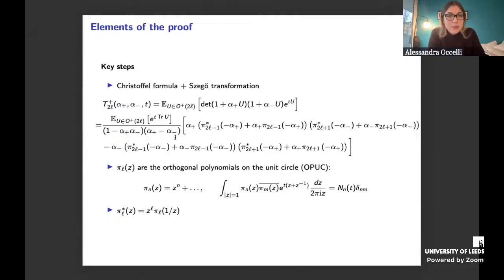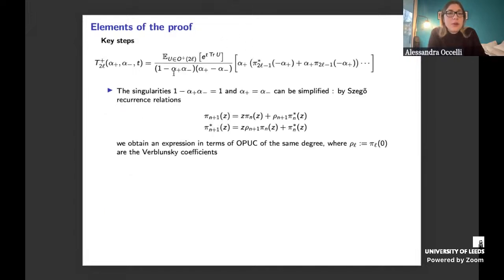So let's see what we have to do next. Now we have this expression again. You see that you have these two singularities, one in alpha plus times alpha minus equal 1, and one in alpha plus equals alpha minus. This is actually annoying because the case we want to study is when alpha plus equals alpha minus equal 1. And there is a way to deal with the singularity.